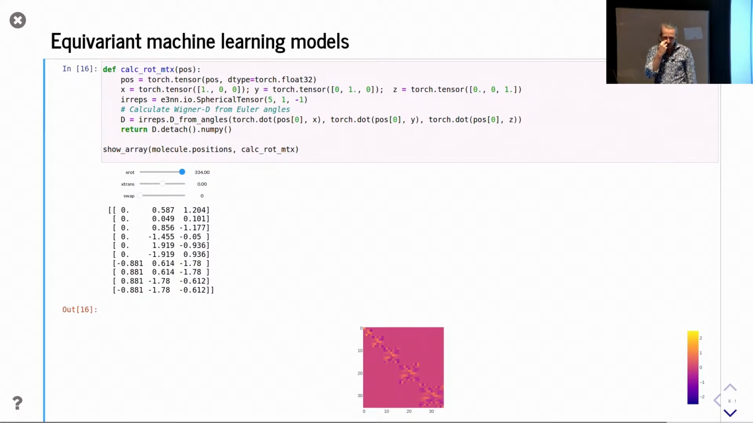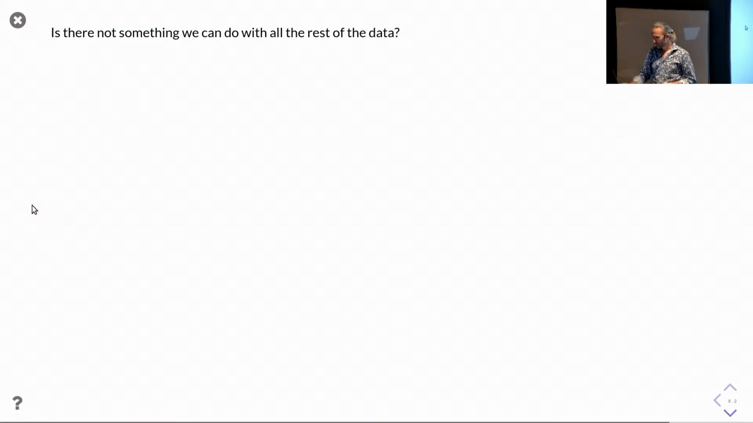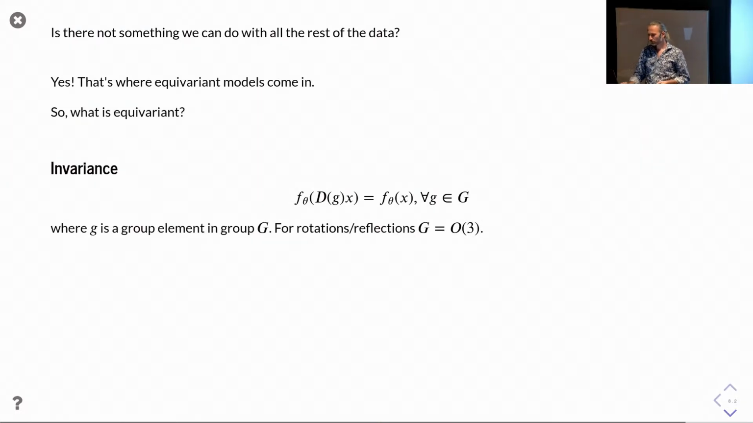Well, it turns out yes, and this started a whole subfield, let's say, that's only really come out in the last 4 or 5 years, called equivariant machine learning models. And I'll discuss what that is.